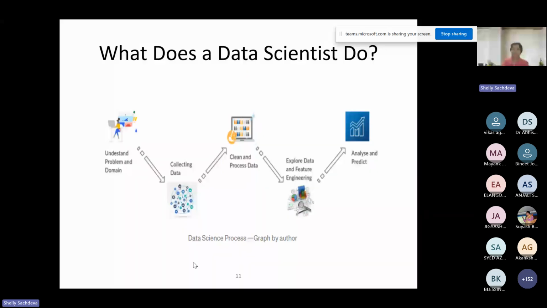So now, please try to understand this, because while I'll be demonstrating in Google Colab, I'll be demonstrating this particular role of where to start and then where to reach, right? So the first thing is to understand the problem and the domain. The first thing is, right?